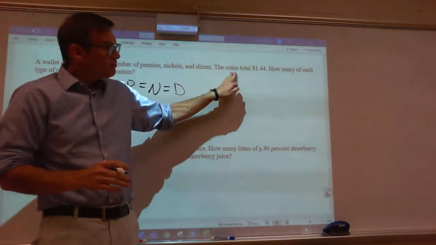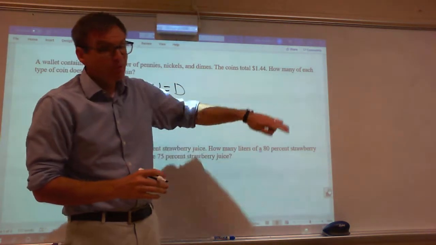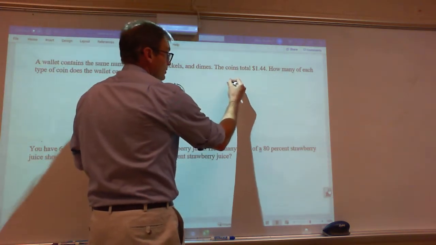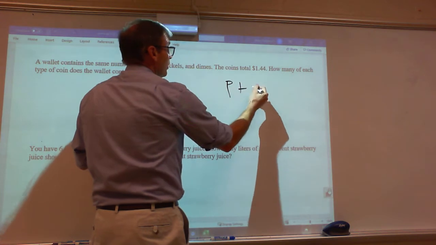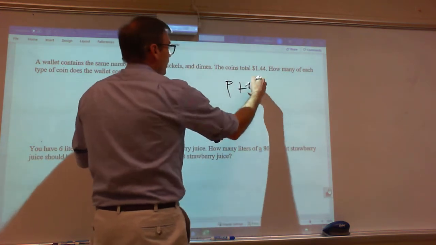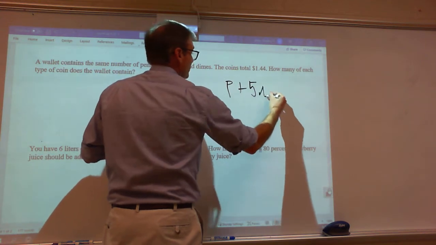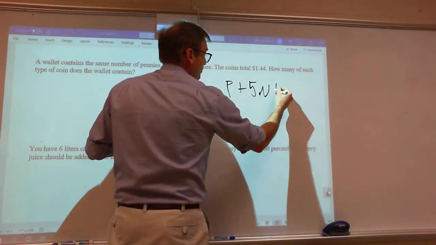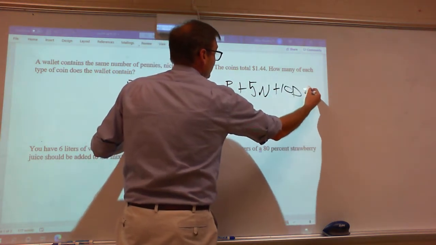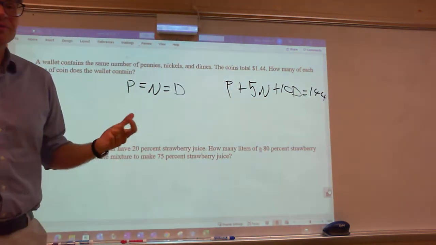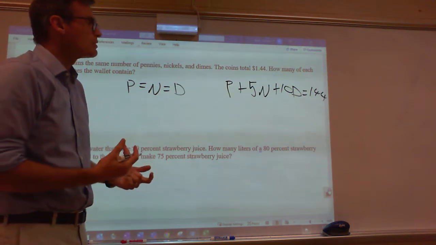Now let's talk about the value equation. My value equation is $1.44. A penny's worth 1, so I could say 1p or just p, plus a nickel's worth 5, so I have 5n, and a dime is worth 10, so plus 10d is equal to 144. So these are effectively my 2 equations.